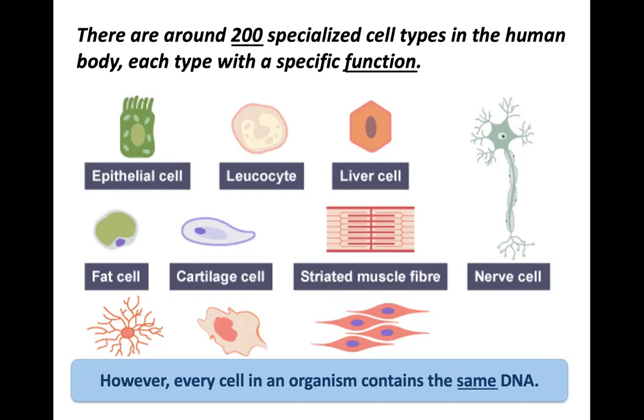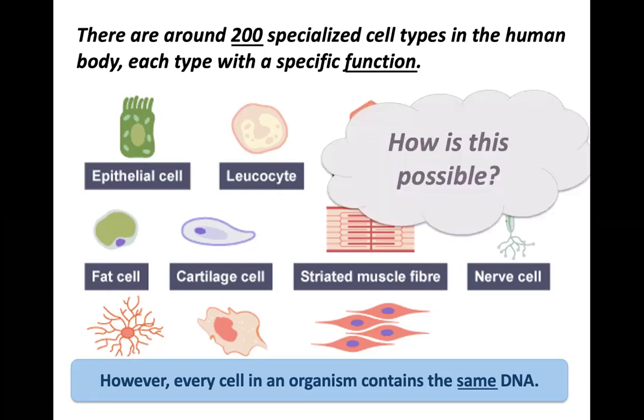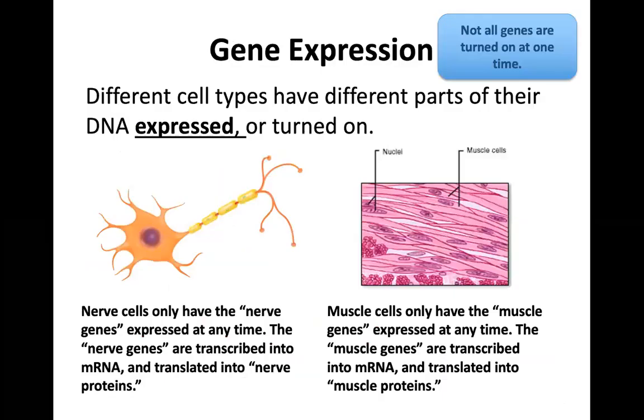However, every cell in an organism contains the same DNA. Why? In the same organism. So how is this possible? And this is what we're going to talk about with gene activation. Different cell types have different parts of their DNA expressed or turned on.